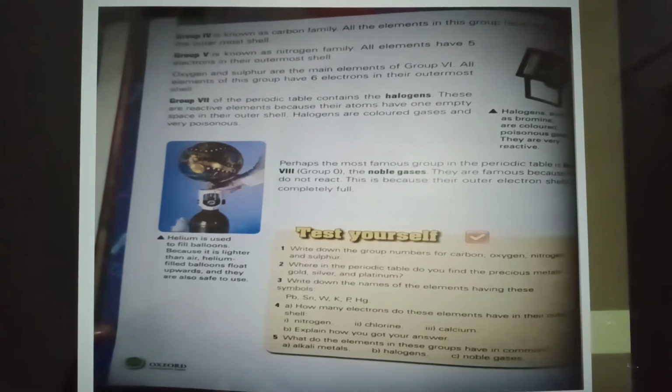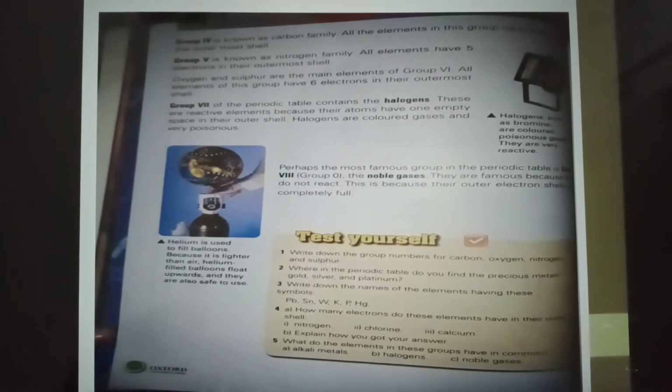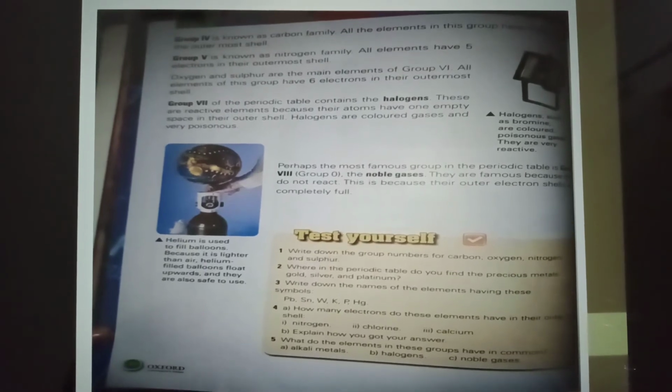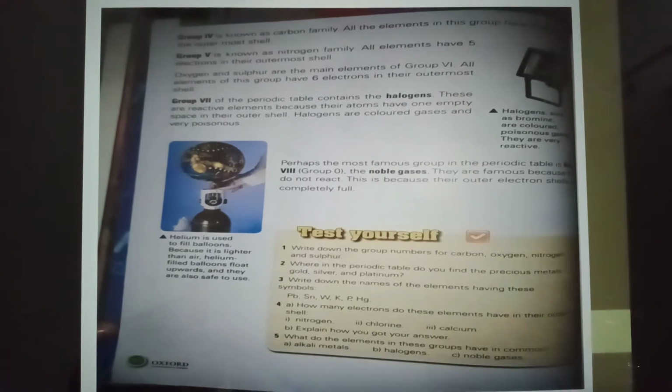And group 7 of the periodic table contains the halogens. These are reactive elements because their atoms have one empty space in their outer shell. Halogens are colored gases and very poisonous.